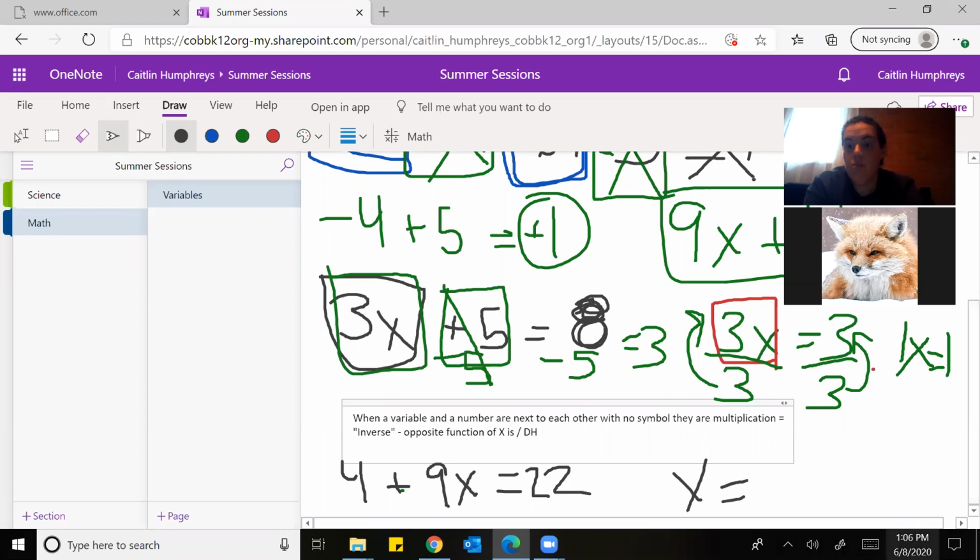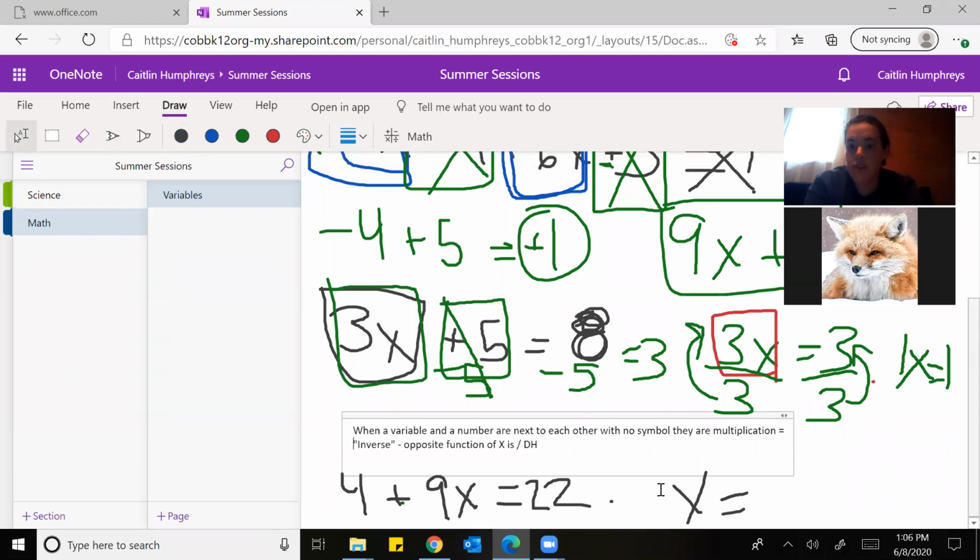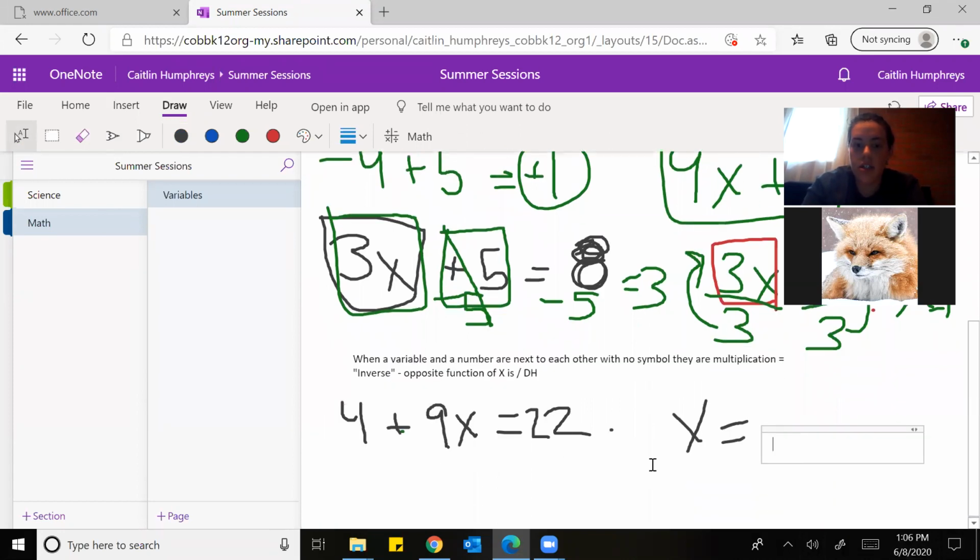Okay, I'm gonna go ahead and see if I can get the screen lower. We can start solving.